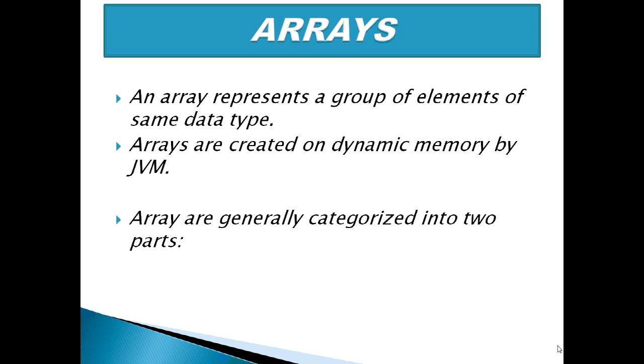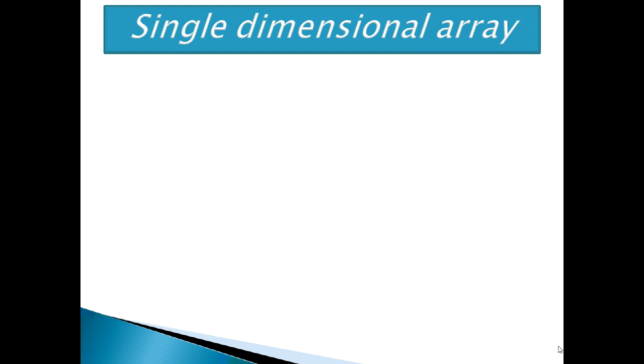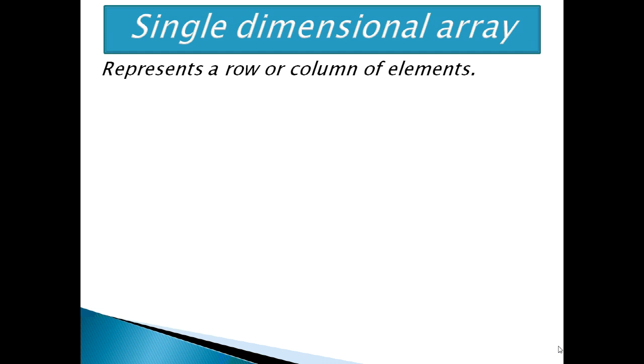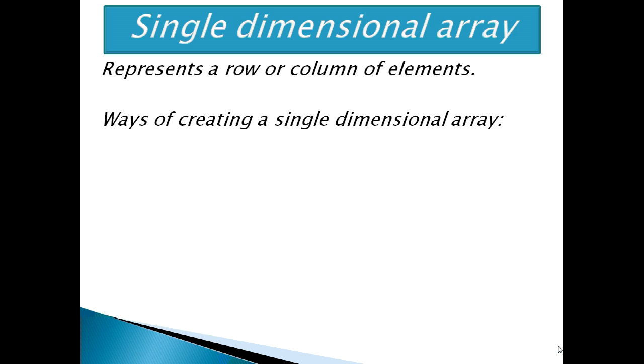Arrays are generally categorized in two parts: single-dimensional array and multi-dimensional array. A single-dimensional array, or one-dimensional array, represents a row or column of elements. For example, marks obtained by a student in 4 different subjects can be represented by a one-dimensional array. There are some ways of creating a single-dimensional array.